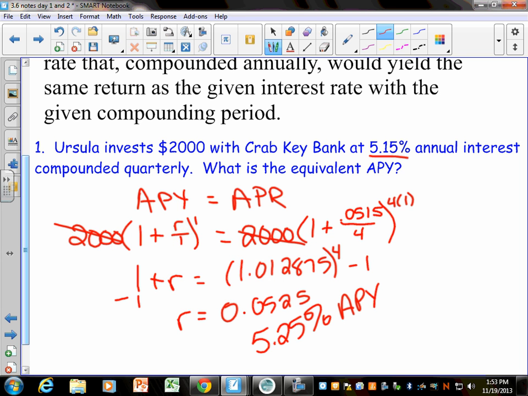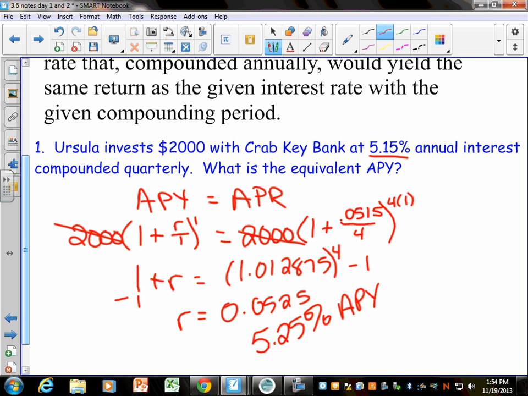So what does that mean? That means if Ursula was comparing rates around, this rate would be 5.25% if it was only compounded once. And if she had another bank that was offering her something different, she could convert that, and then whichever one is the bigger percentage APY is the one that you would pick. And usually your APY is higher than the one that they give you the other way.